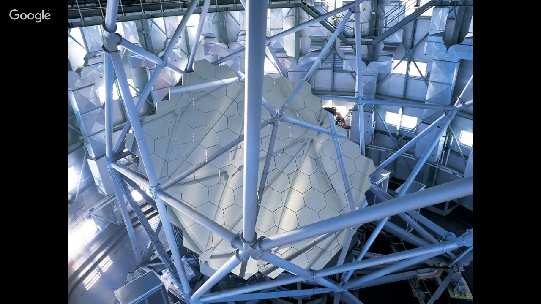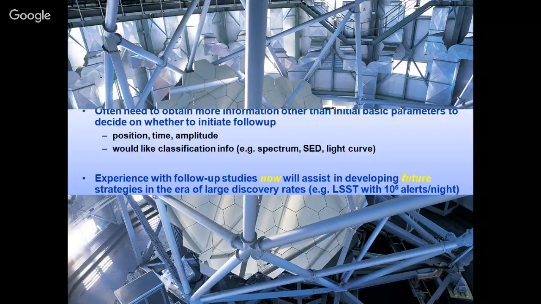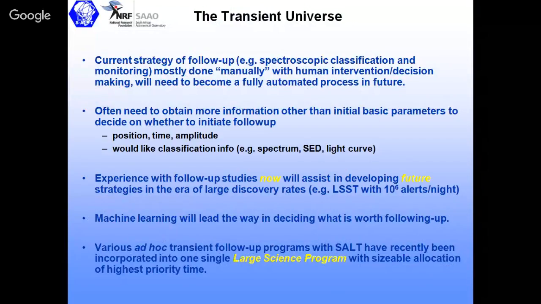And so the current strategy we've been taking with SALT is to make a decision manually, with human intervention, about what objects we follow up on and what we want to observe. We can't observe every single transient because we don't have that much telescope time. For most transient information that we get, all we really get is a position, a time, and an amplitude. No other information, typically, maybe color information in some cases. So we need classification, we need spectra, we need spectral energy distributions if these are multi-wavelength objects in other wavelength domains. We want to see how these things vary over time, so we'd like light curves as well.